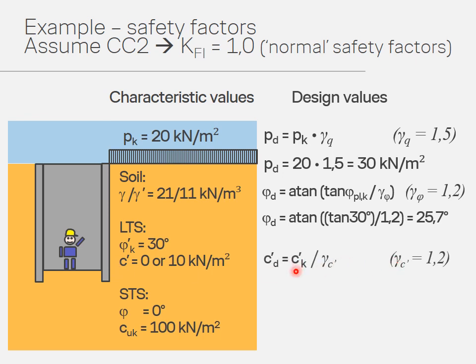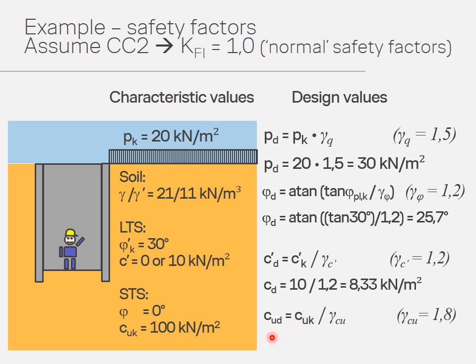The effective cohesion, the C prime, we get that by reducing the characteristic value with the safety factor for C prime, which is 1.2. So instead of having a value of 10, we now have a design C prime value of 8.33. In a similar way, we reduce the characteristic undrained shear strength with a safety factor of 1.8, giving us a design value of undrained shear strength, C U, of 100 divided by 1.8 equals 55.7 kilonewton per square meter.